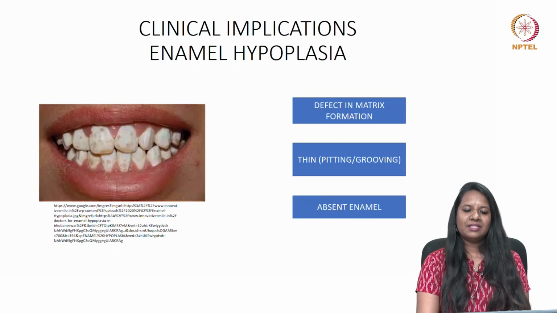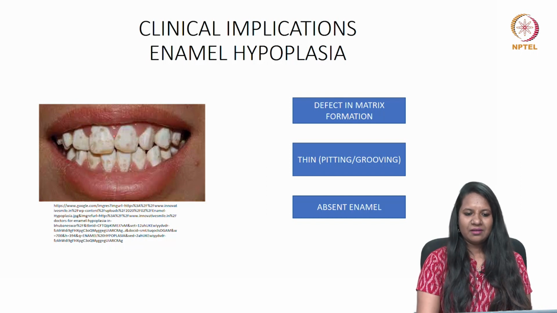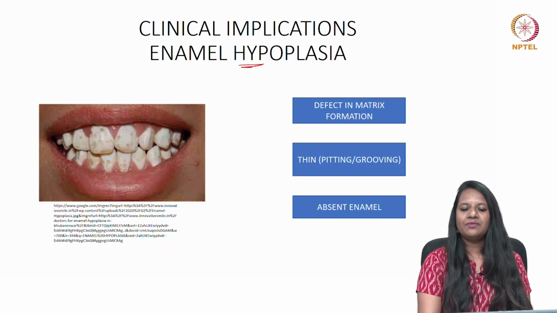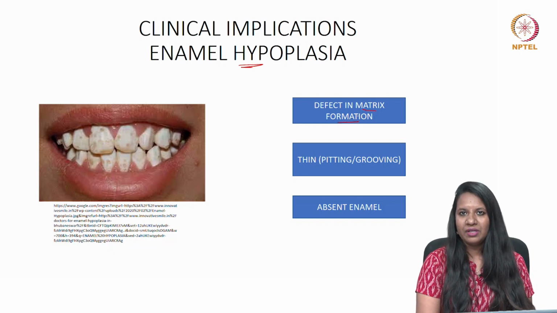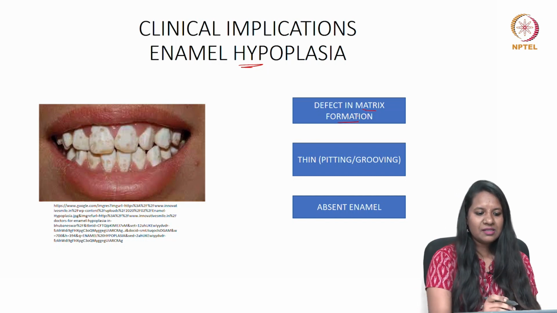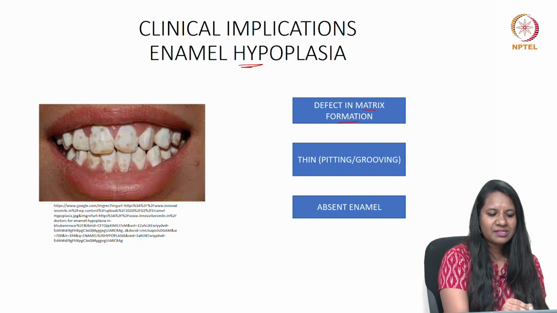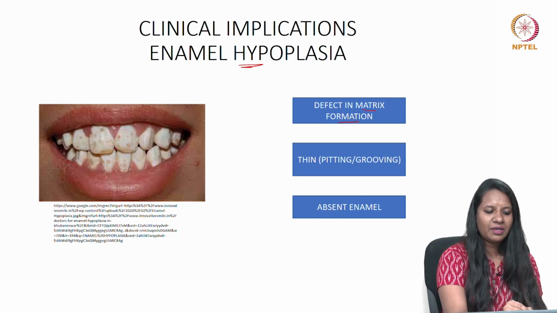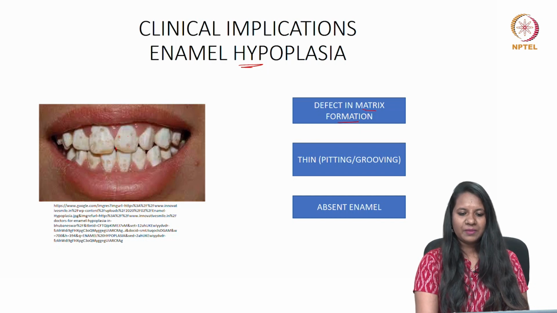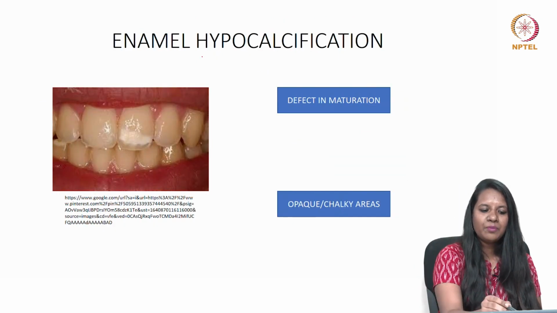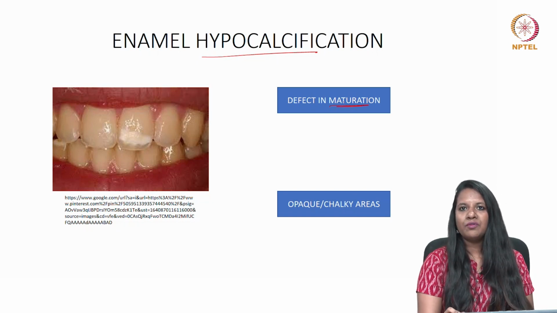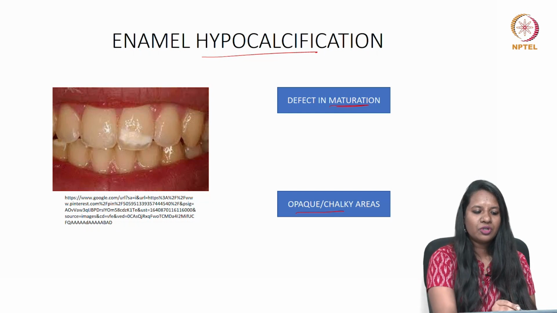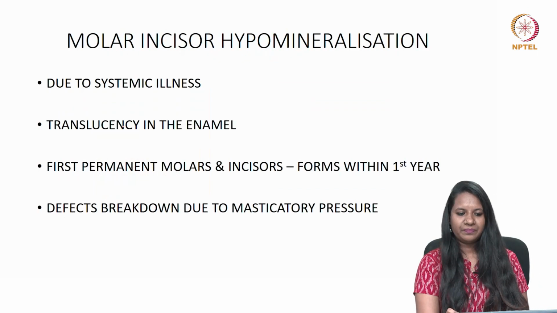Moving to the clinical implications, enamel hypoplasia. As the name suggests, there is a defect in the matrix formation. So, there will be either thin enamel, with pitting or grooving, or there will be total absence of enamel. This picture shows pitting of enamel, that is the brownish pits all over the enamel. So, this is enamel hypoplasia. And enamel hypocalcification is where there is a defect in the maturation. This type of enamel will appear as opaque or chalky areas as given in this picture.